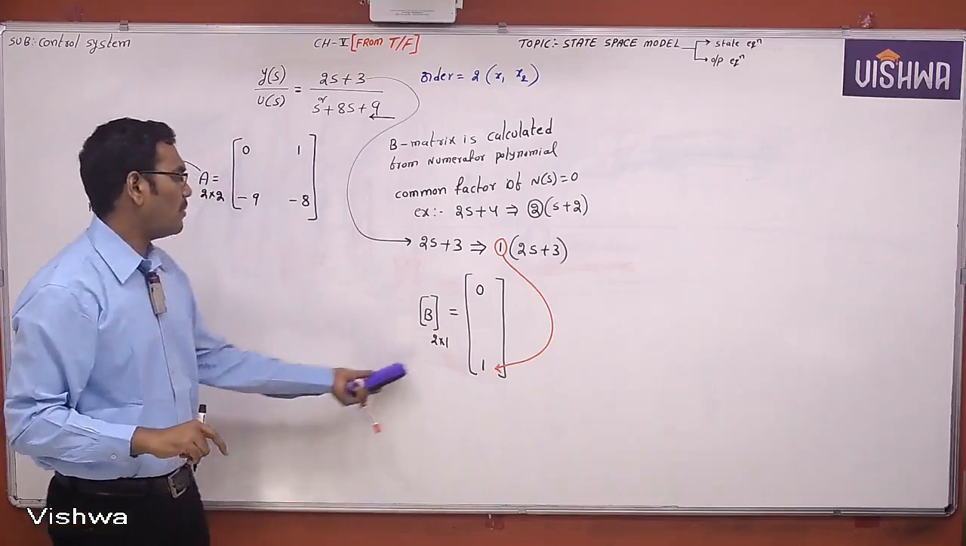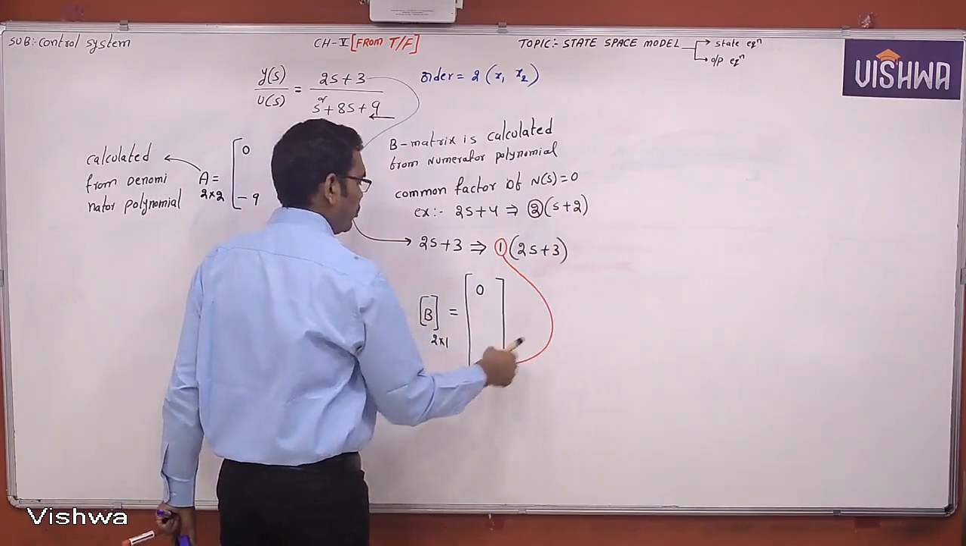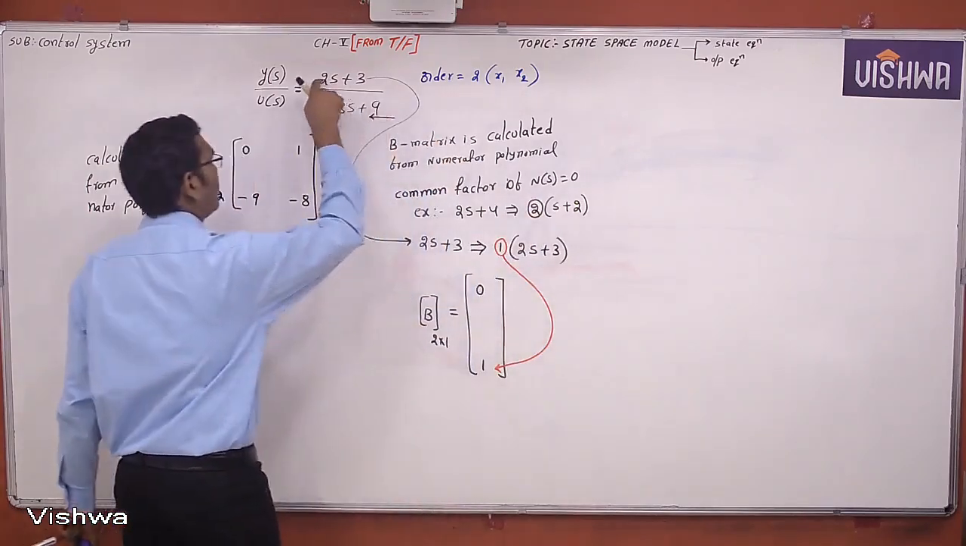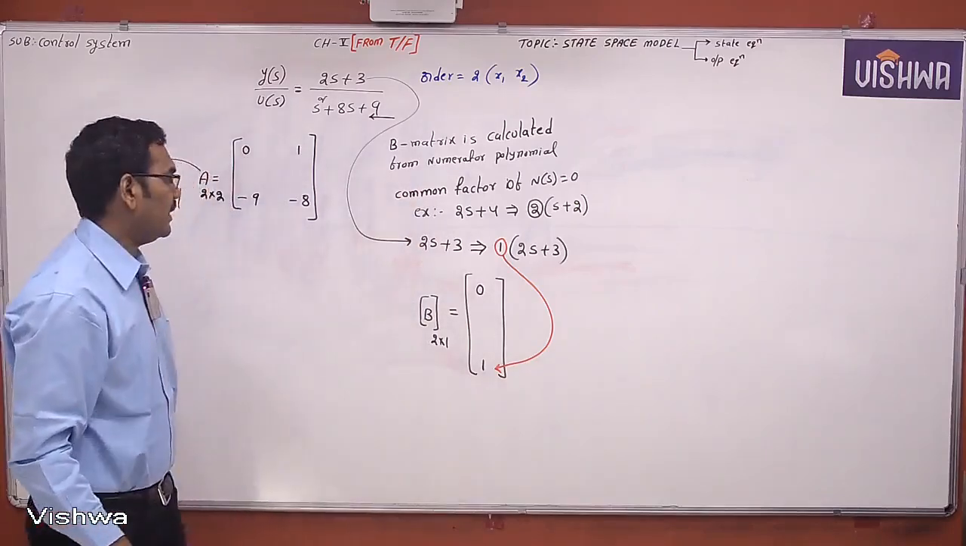Understand or not? Common factor of the numerator polynomial. If this is the case, you should write 2 because the common factor is 2. But in our example, 2s plus 3, the common factor is 1, which will be the last element.